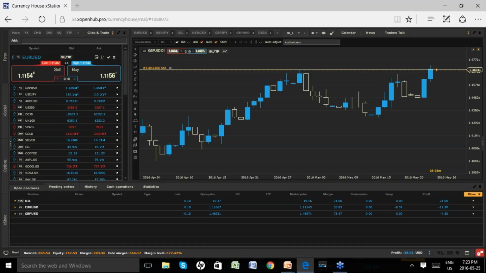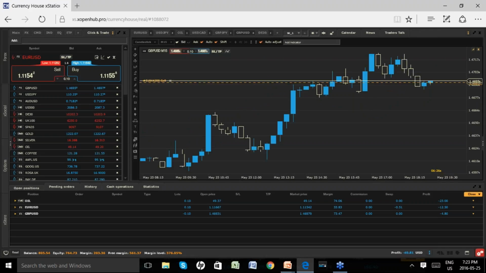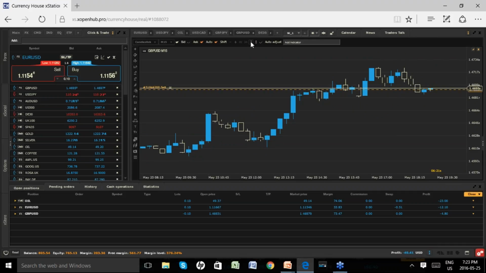To do that, you simply put your cursor over the orange dotted line, and you'll see a blue dotted line and a white line come up. You can see they're very close. In this daily chart, it's a little bit tough to see. Let's adjust it to a 15-minute chart. Okay, perfect, great. So now we can see it a little bit better.